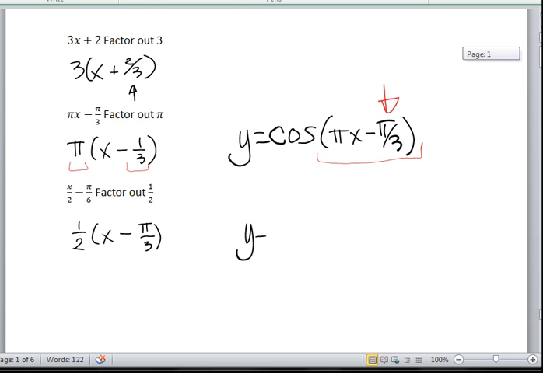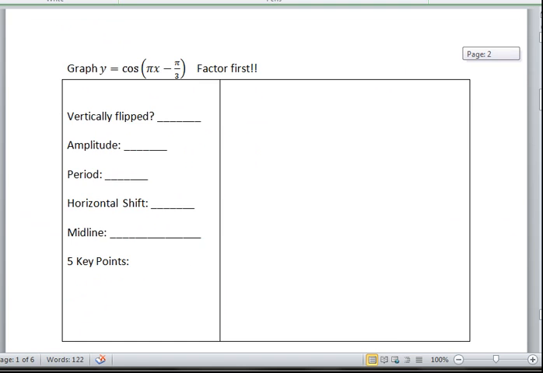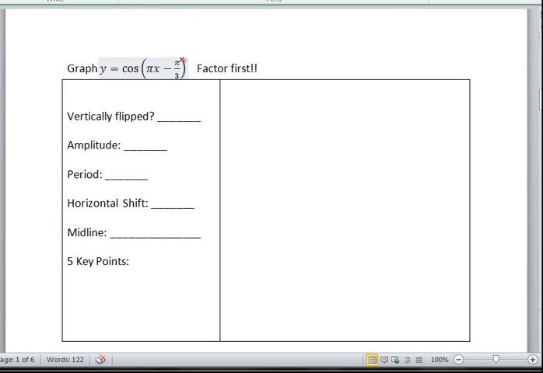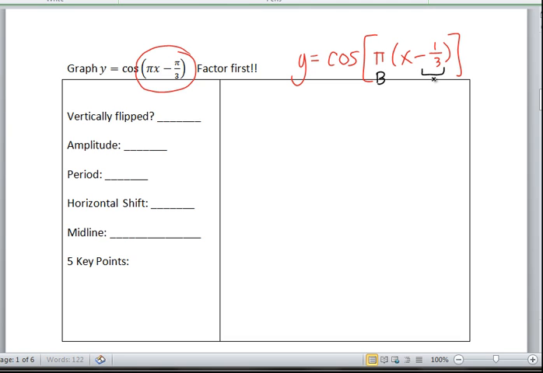So when we look at the first thing that we're going to graph, we have to factor first. And what I'm talking about factoring is this right here. Okay? And so we just did that. And so let me say that this is y is equal to cosine of pi times x minus 1/3. Okay? That's what we want to factor out. Why do we want that? Because this is b, and this right here is our horizontal shift.